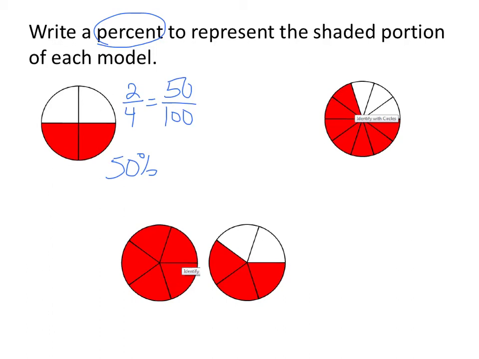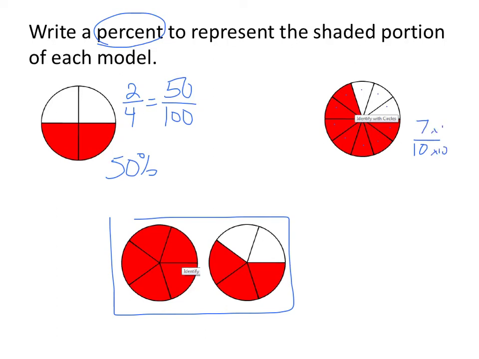So why don't you go ahead and pause the video and try the next couple on your own, keeping in mind that this one is actually one model. Okay, so on our next one we have 1, 2, 3, 4, 5, 6, 7, 8, 9, 10 parts. So we have 10 parts. There's 3 that are not shaded, so that makes 7 that are. 10 times 10 is 100. 7 times 10 is 70. So this is 70 out of 100, or 70%.